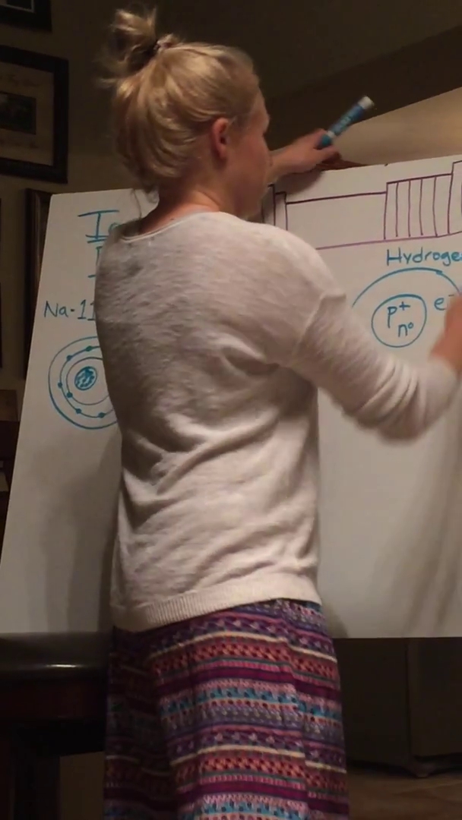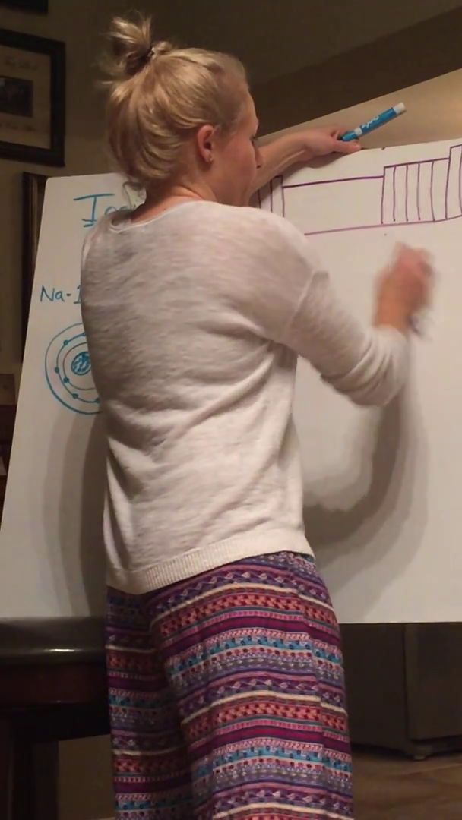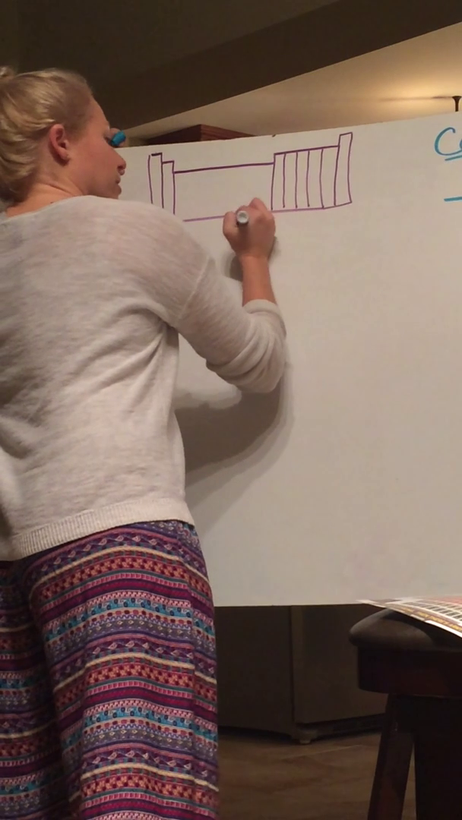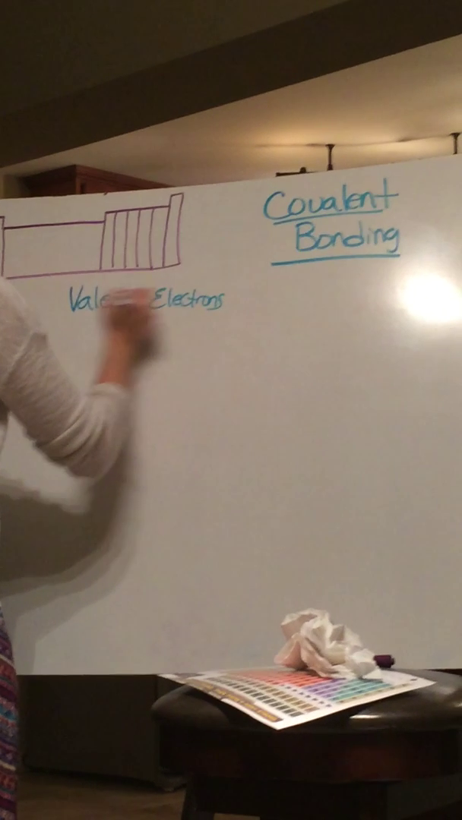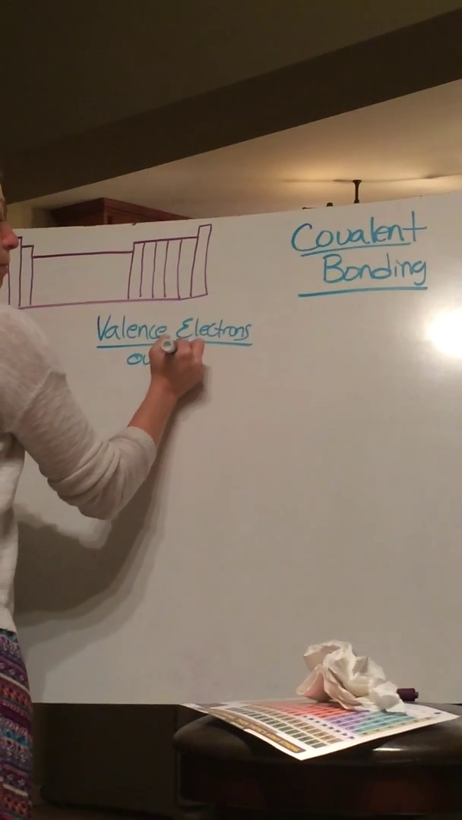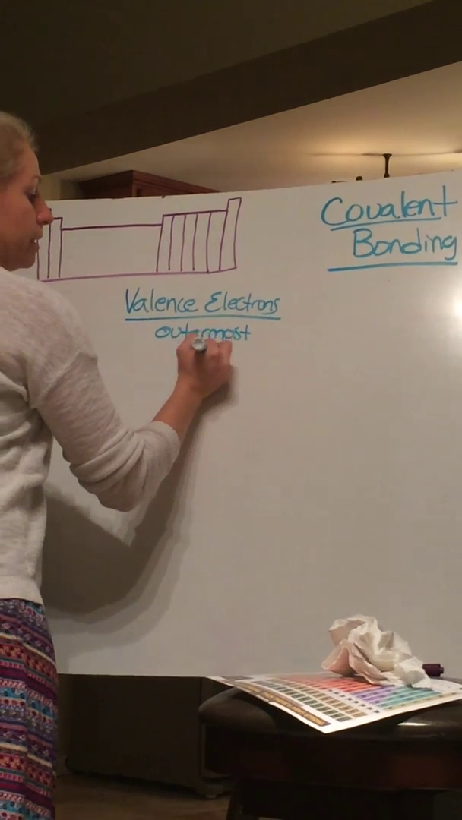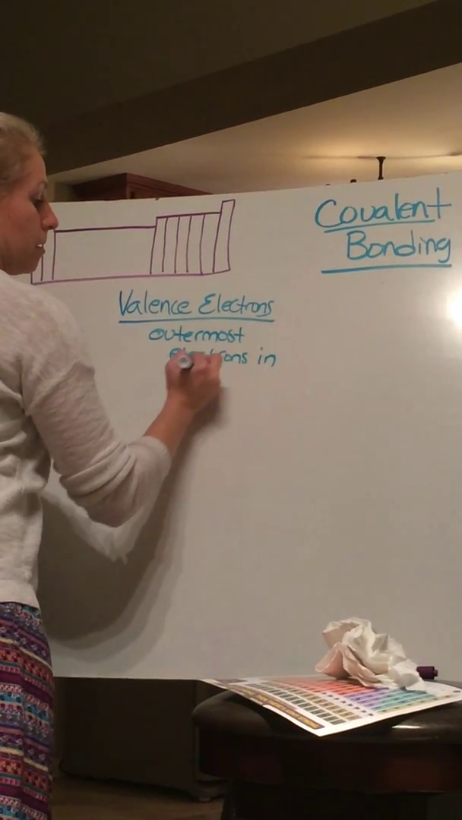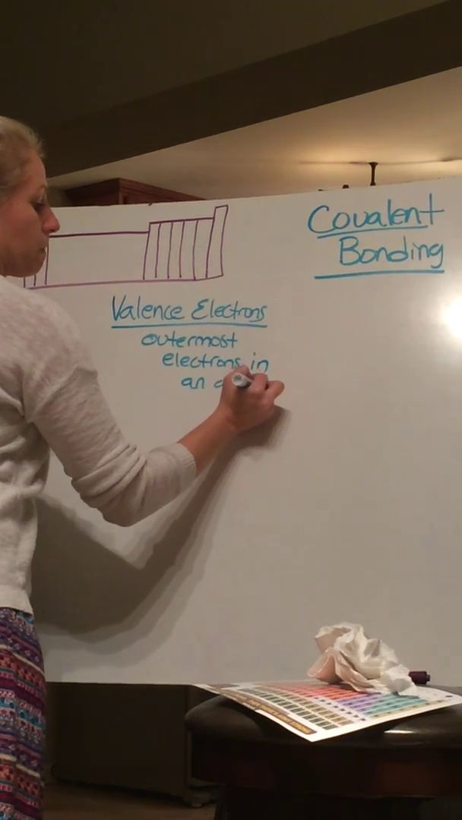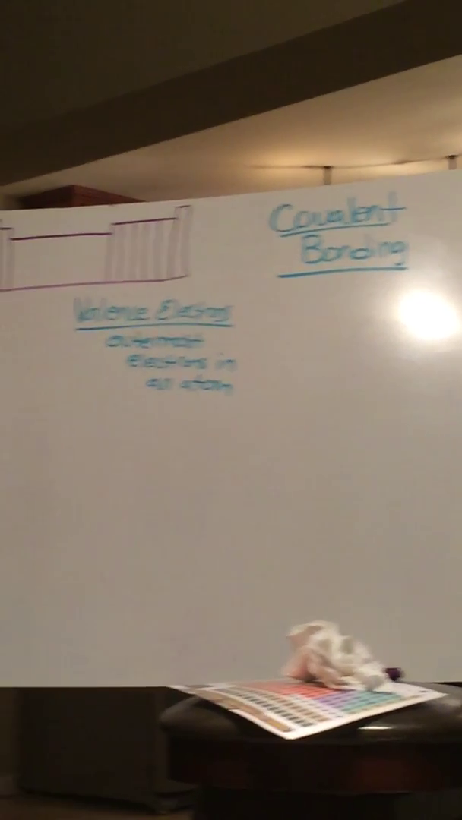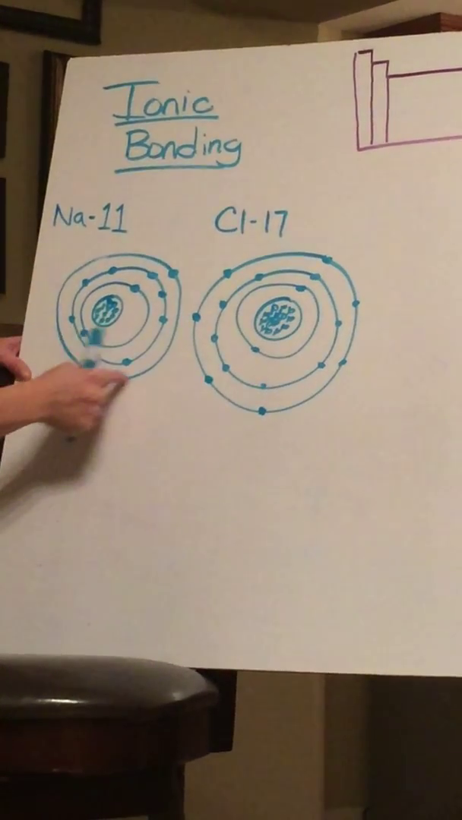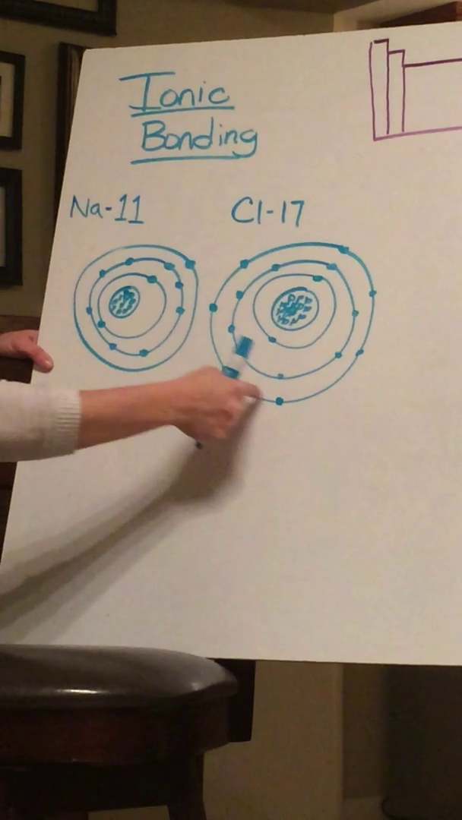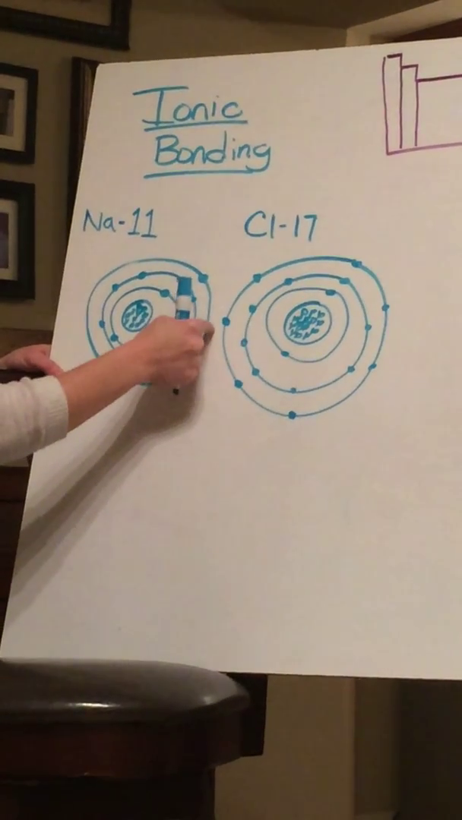Next thing we're going to talk about is valence electrons. Valence electrons are really important in chemistry. Valence electrons are the outermost electrons in an atom. What that means is that they are the outermost electrons. Sodium has 1 valence electron. Okay, it's the only electron in the outside shell. Chlorine, outside shell, has 1, 2, 3, 4, 5, 6, 7.